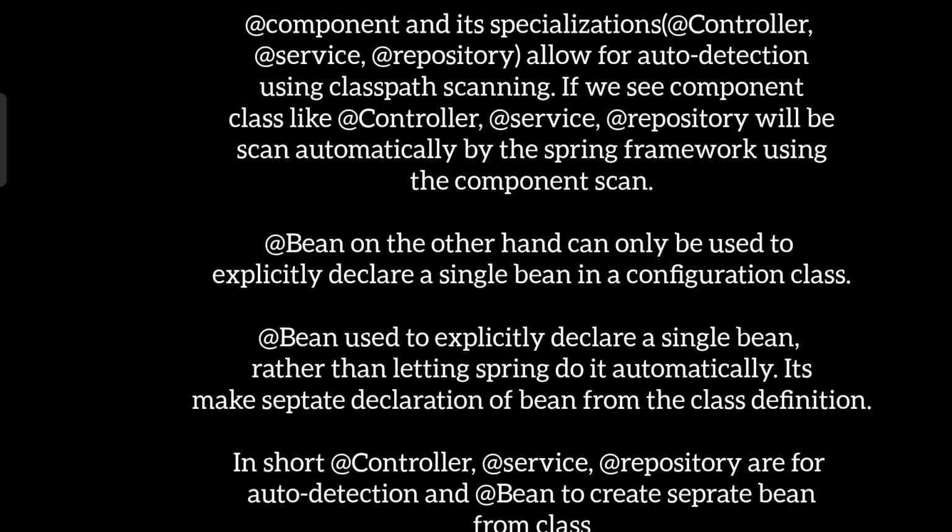But @Bean, on the other hand, can only be used to explicitly declare a single bean in a configuration class. @Bean is used to explicitly declare a single bean rather than letting Spring do it automatically. It makes a separate declaration of the bean from the class definition. In short, @Controller, @Service, or @Repository are for auto detection, and @Bean is to create a separate bean from a class. Okay, so these are the differences we can list down.